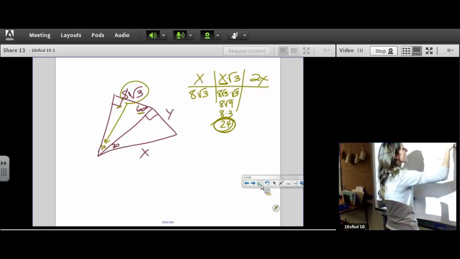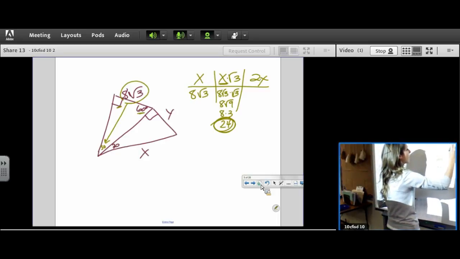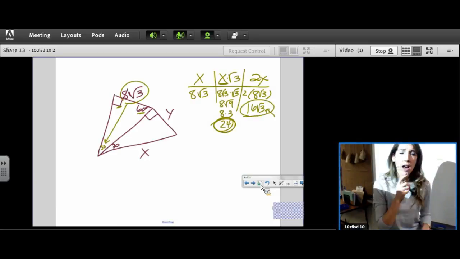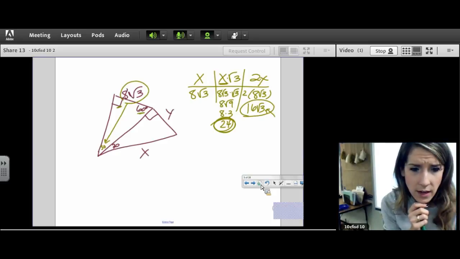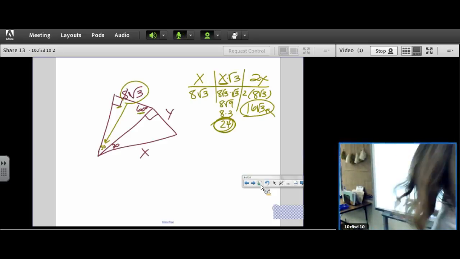This step says take, well, do we need that one? Yeah, we need that one. Take x and double it. So take whatever x is and double it. Notice I did not touch the radicand, the number underneath the radical. Okay, so 16 root 3.